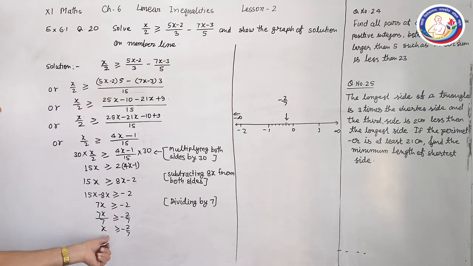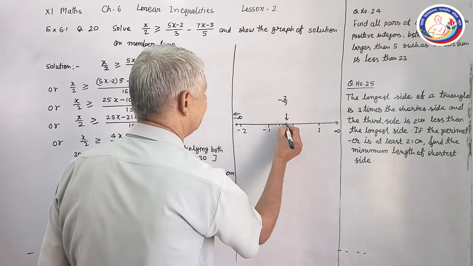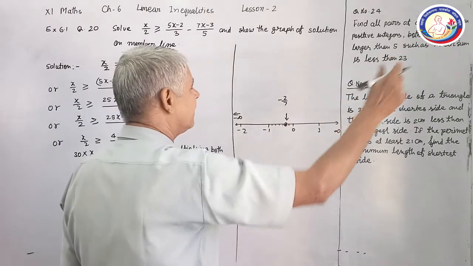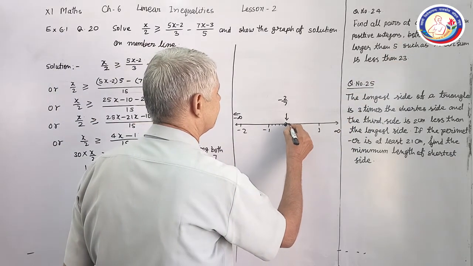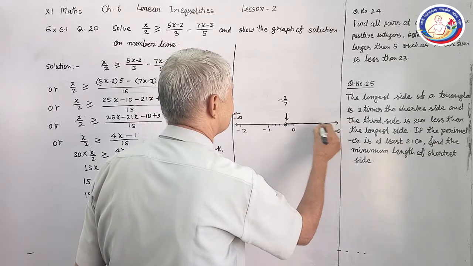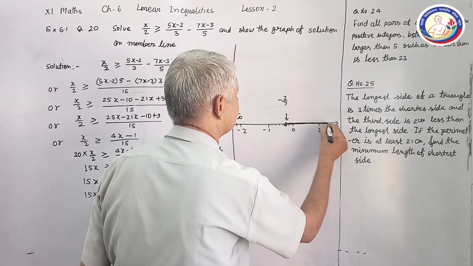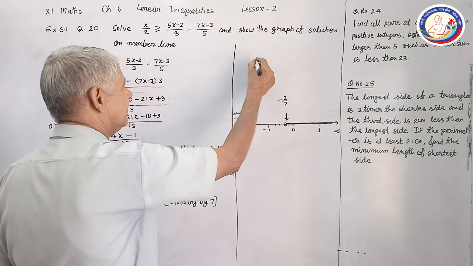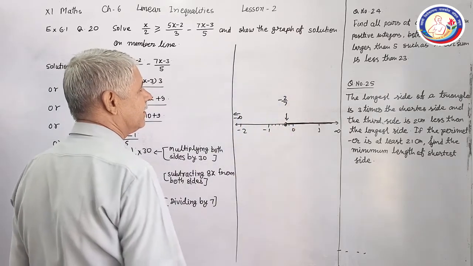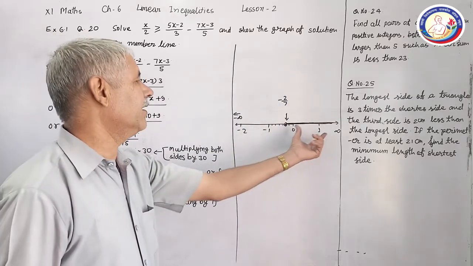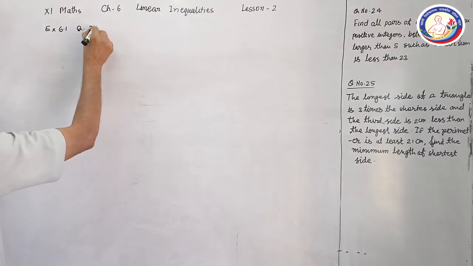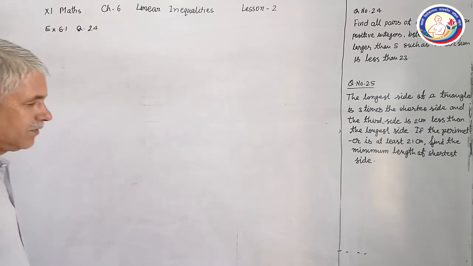So values of x are greater than or equal to minus 2 by 7. So minus 2 by 7 will be a solution, this also, and all values greater than this. It means this is the solution. And in this way we can show it on a graph. I am taking question number 24 from your textbook, exercise 6.1.